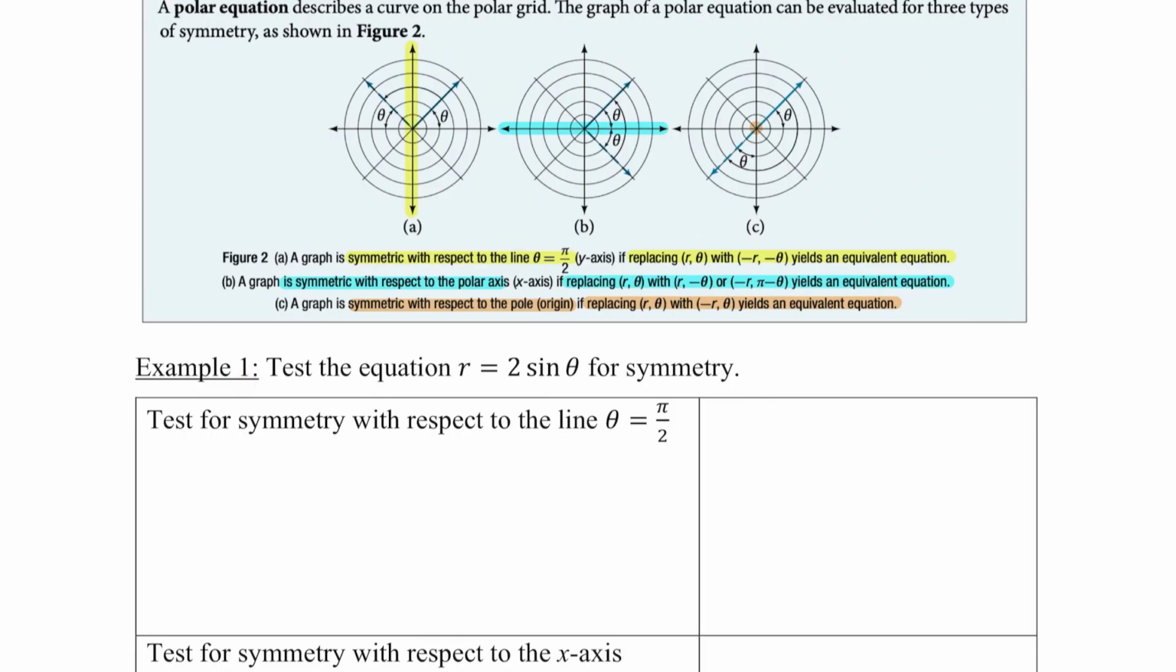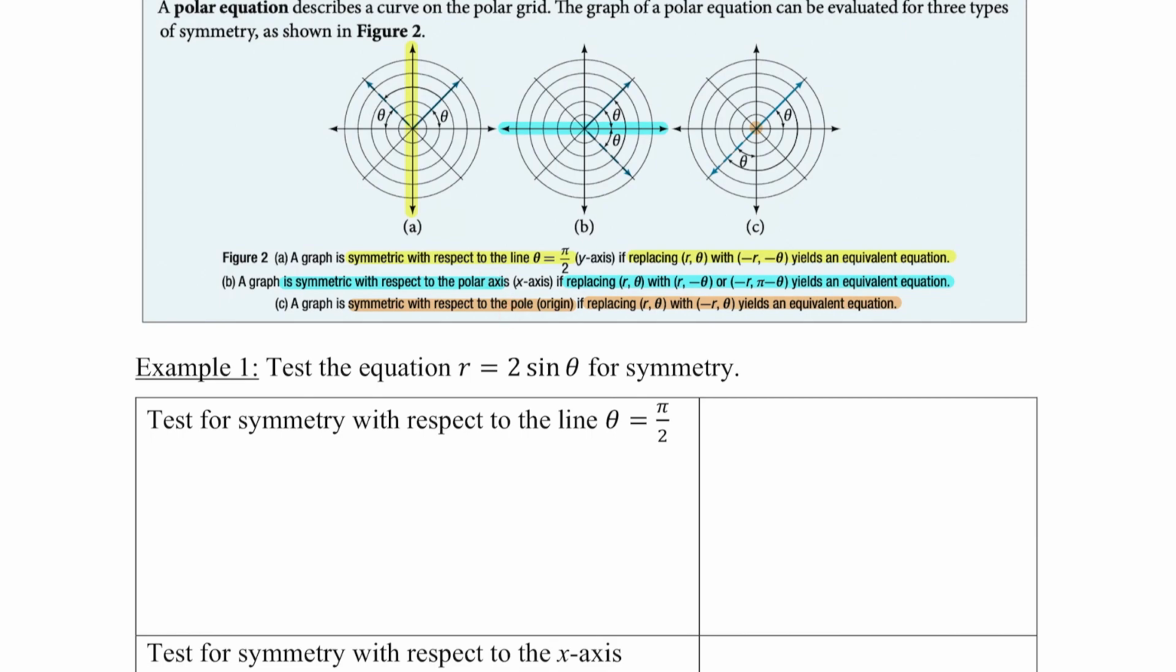Example 1. Test the equation r equals 2 sine of theta for symmetry. When they ask to test for symmetry, they're asking me to test to see if this equation is symmetric with respect to the line pi over 2, or symmetric with respect to the polar axis, or symmetric with respect to the pole. So we have to do all three tests.